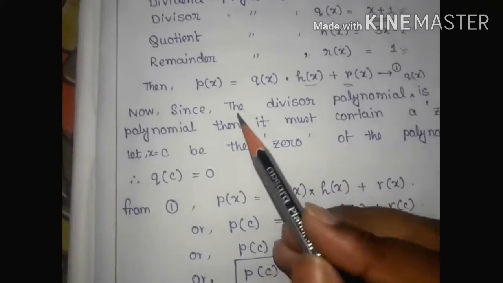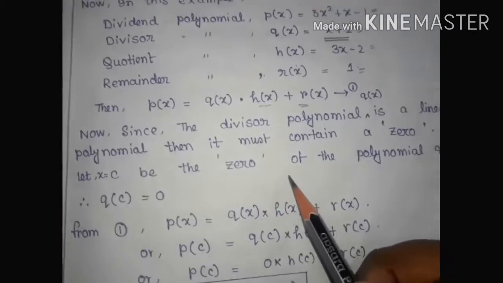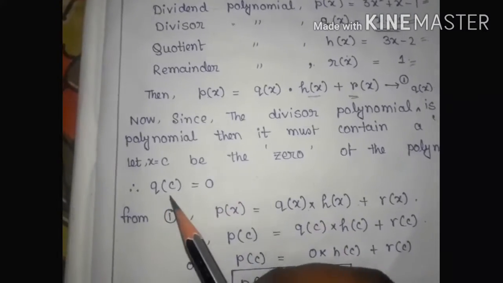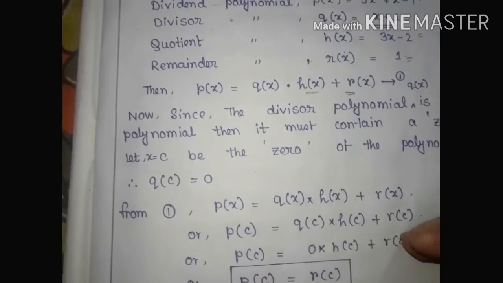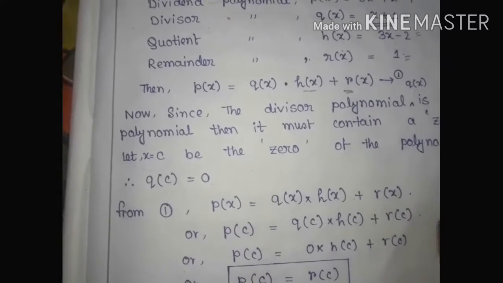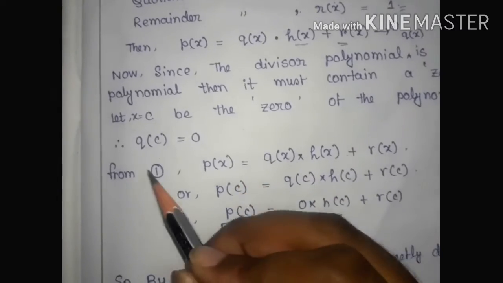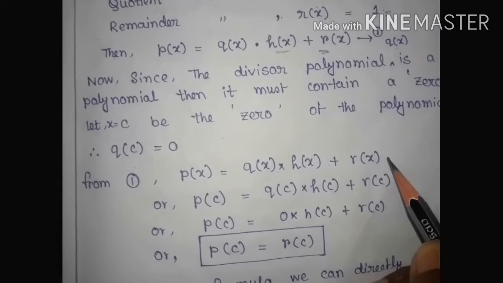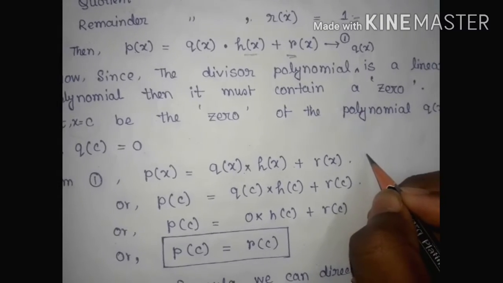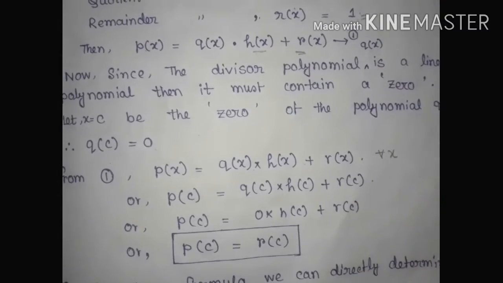Let x equal to c be the 0 of the polynomial qx. That means qc equals 0. Since c is the 0 of the polynomial, qc equals 0. From the formula we have px equals qx into hx plus rx, and this is satisfied for all x.